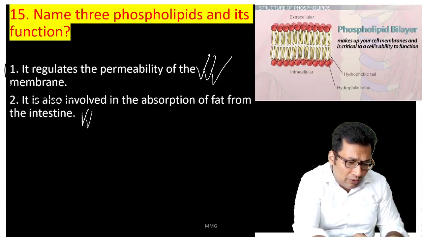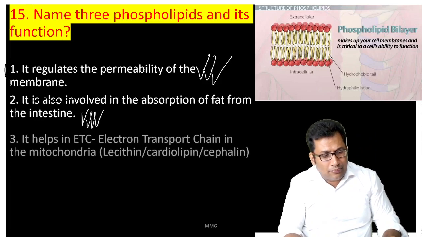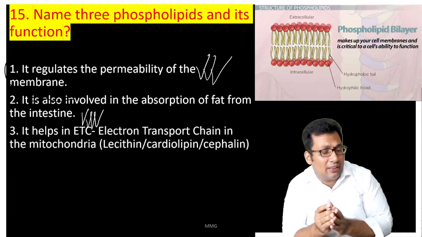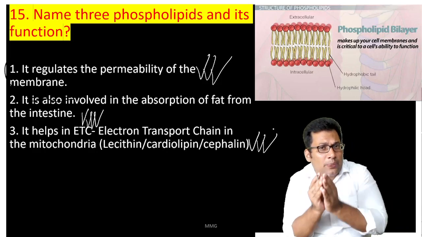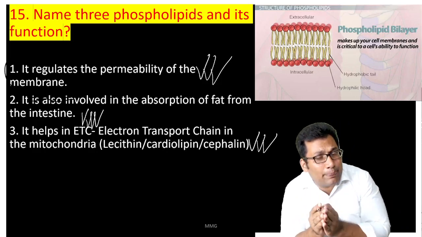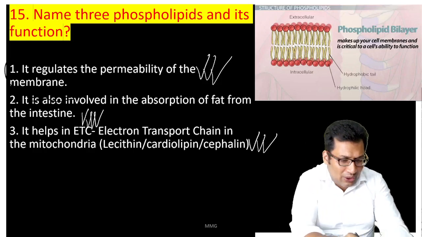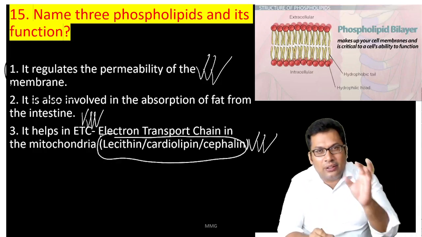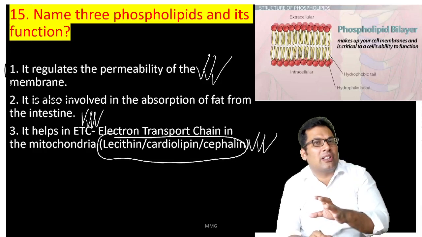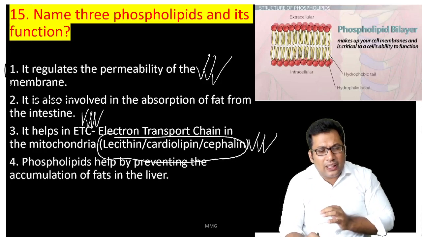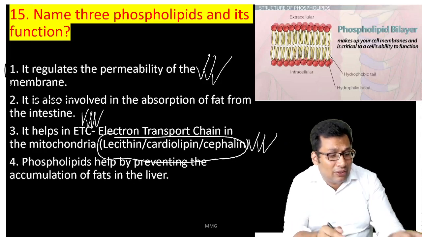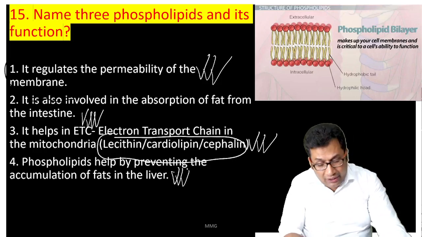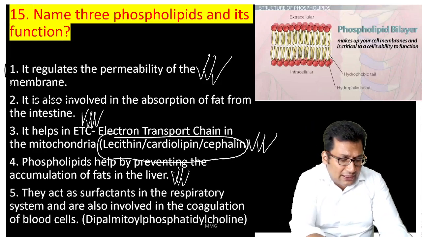Also for the absorption of the fat from the intestine. VLDL, LDL, HDL, all these are nothing but phospholipid containing compounds. Electron transport chain, especially lecithin, cardiolipin, and cephalin. So this you need to mention. They are the phospholipids present in the electron transport chain. Then phospholipid also for the metabolism and also to prevent the fatty liver. Yesterday's question, fatty liver, we discussed. The last one is the surfactant.